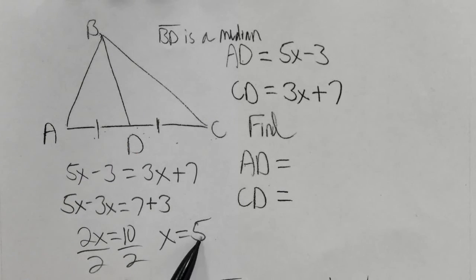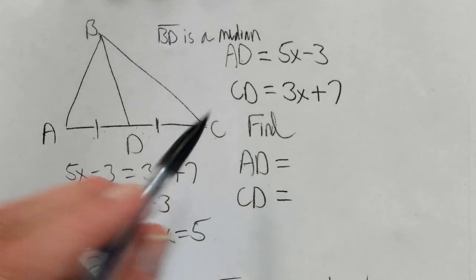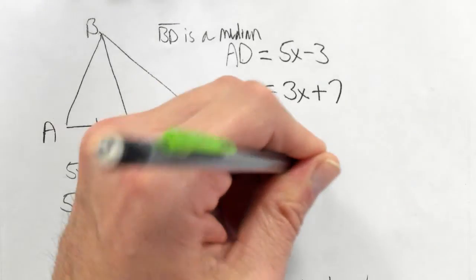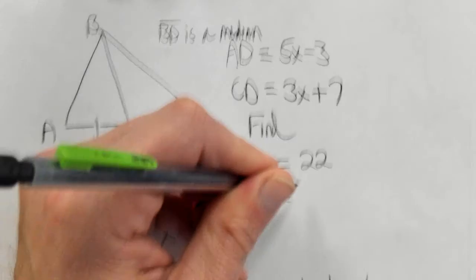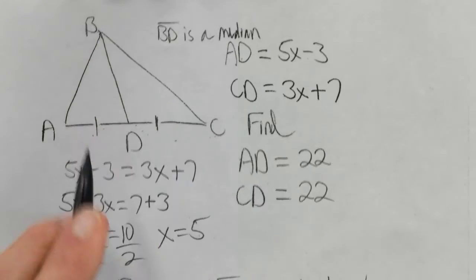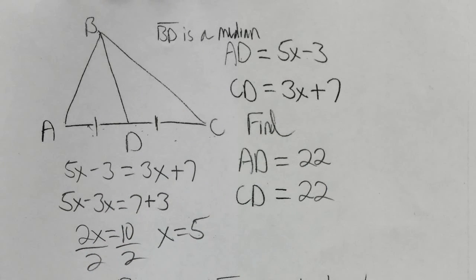So I need to take 5 and plug it back in for AD. 5 times 5 is 25. 25 minus 3 is 22. All right? And I already know that CD also has to be 22 because these two are the same. If you wanted to verify, 5 times 3 is 15 plus 7 is 22.